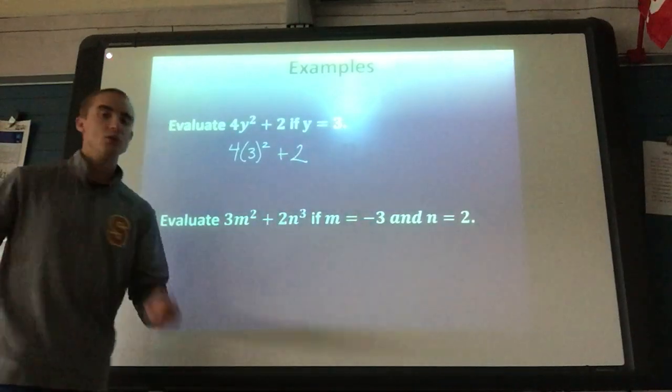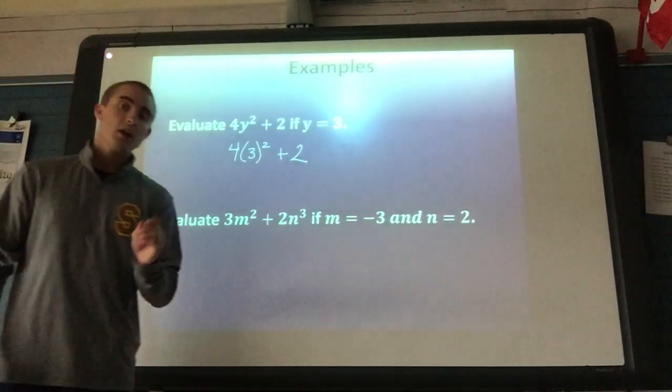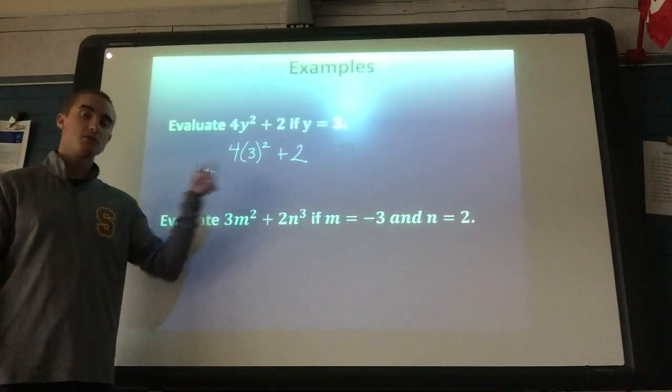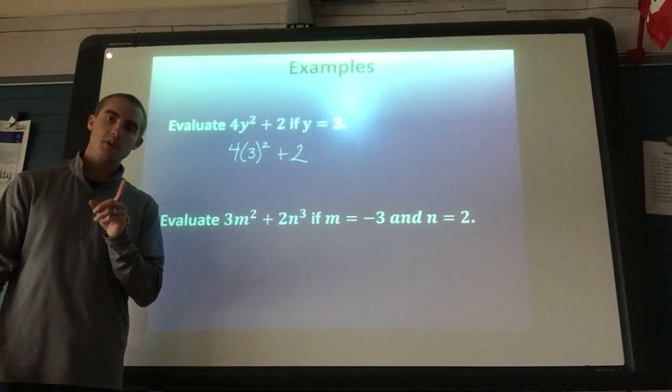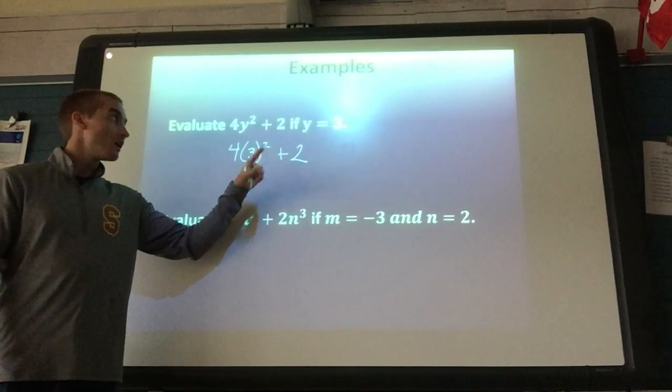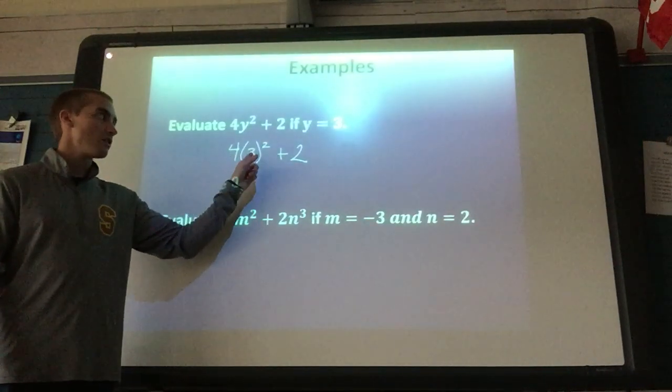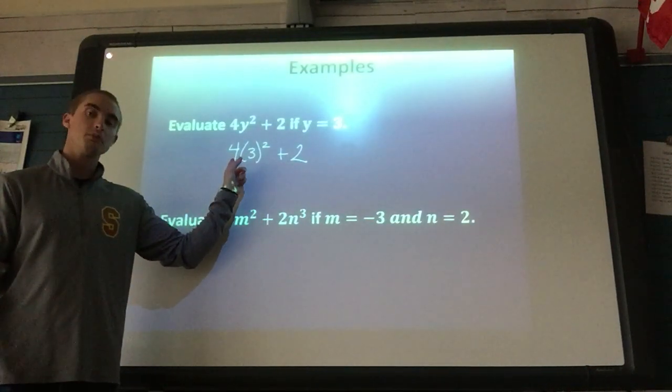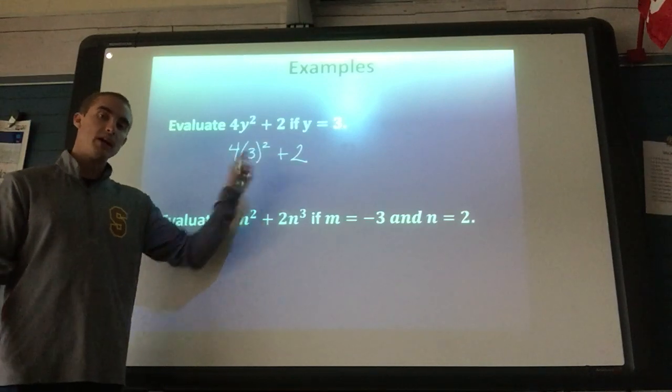So next, remember, order of operations. Before we can do 4 times 3, what comes before multiplication? Exponents. And we have an exponent there. And so 3 squared comes before we multiply it by 4. So you've got to do exponents first.